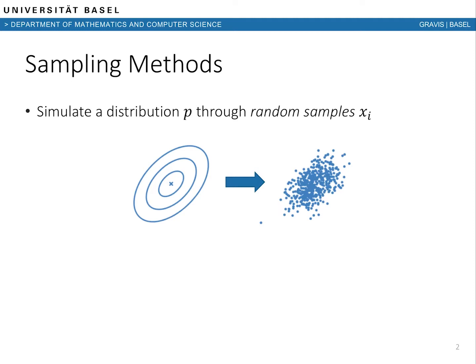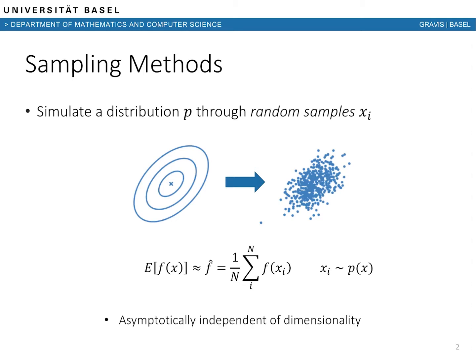Having such samples makes it very easy to evaluate expectation values. So for example, if we want to evaluate the expectation value with respect to f, we could just take the average value of f evaluated on all our samples, as long as the samples are distributed according to our distribution P. And this is not only easy, it is also asymptotically independent of dimensionality, which is a key strength in high-dimensional spaces. However, it is not without difficulty.